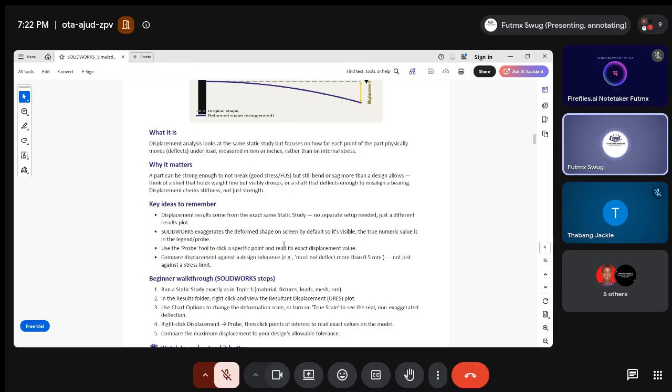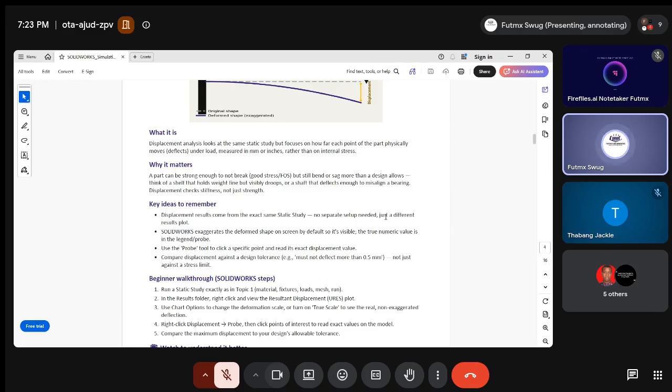Now, the next thing is that SolidWorks exaggerates the deformed shape on the screen by default, so it's visible, while the true numeric value is in the probe. After doing your analysis, you are able to see the level of displacement. But in real life, you may not be able to see that displacement because it's very infinitesimal. SolidWorks has a way of exaggerating the displacement so that you can see it.